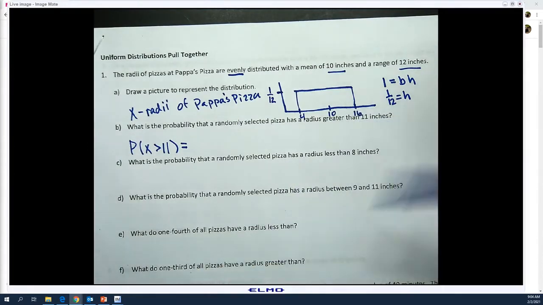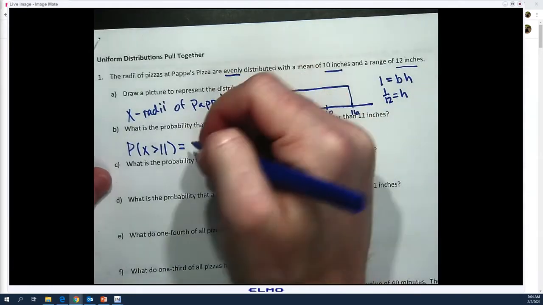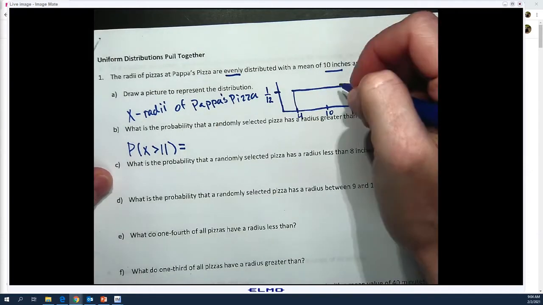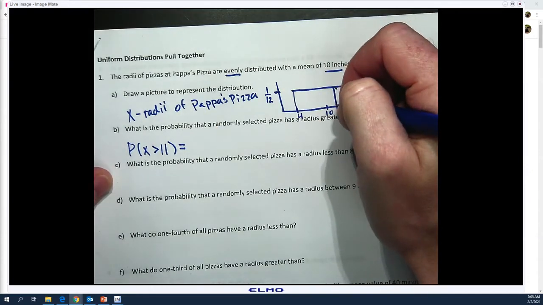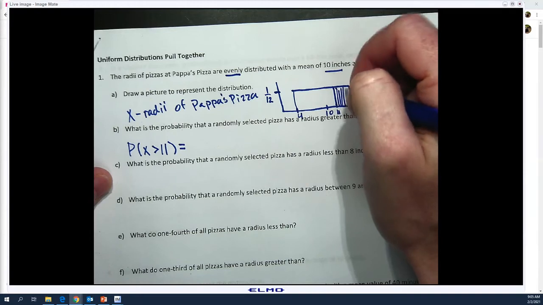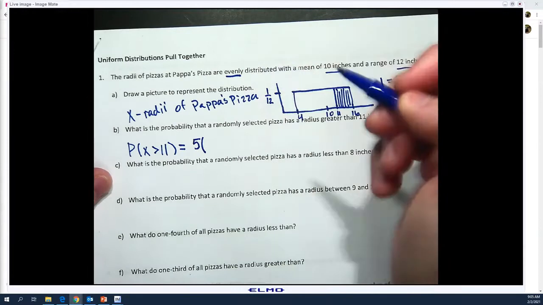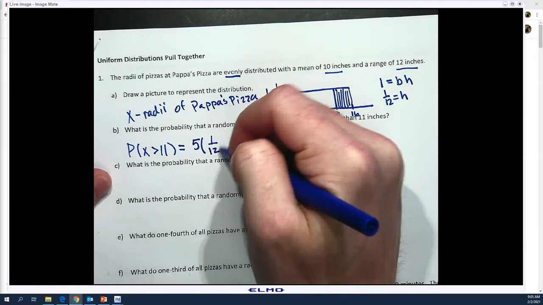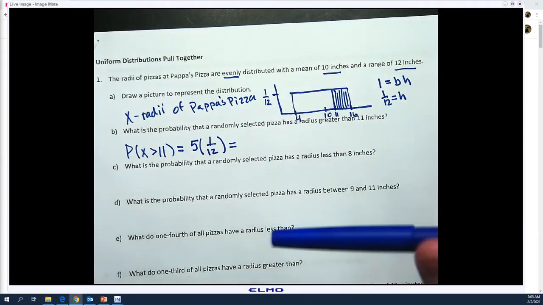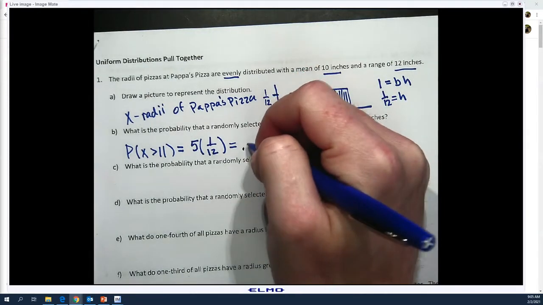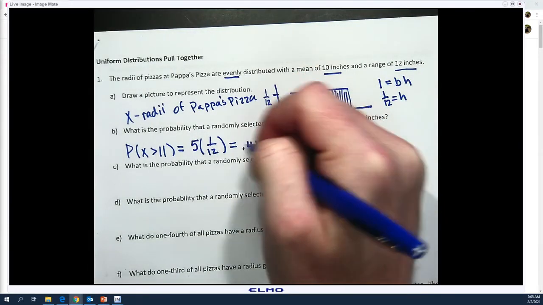I think we have to shade quite a few of them, so I'm going to avoid shading on here, but we need to go from 11 to 16, which is a distance of 5. Actually, I'll show the first one. So 11 to 16, which is a distance on the base of 5 with a height of 1/12. Base times height is how we find the probability here. Nothing too difficult, and that gives us 5 times 1/12, which is 0.417.